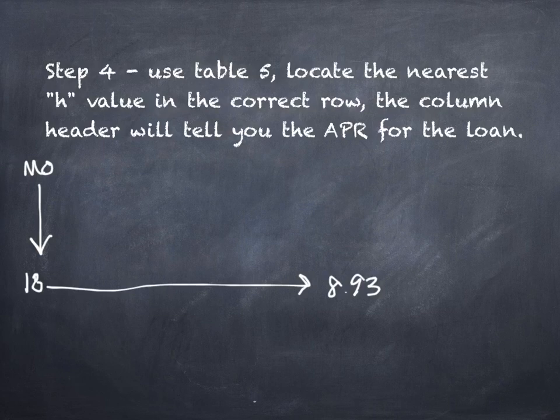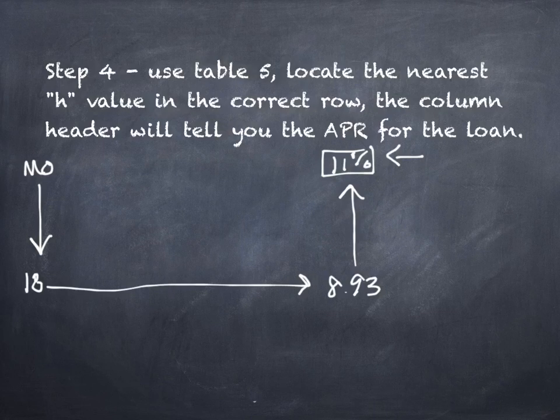Okay. Then you go back up to the top, so follow the 8.93 straight back up, so we're kind of doing a U-turn. And the value at the top is the APR. If you go all the way back up from 8.93, you find the APR value right here, and what is it? It is 11%. Okay, so that will tell you the APR for this loan.